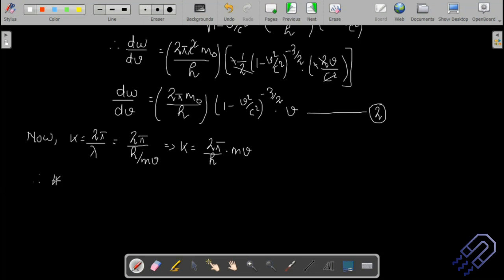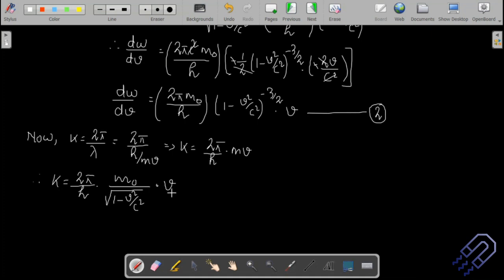Therefore we can write down k is equal to 2 pi divided by h, constant, no problem, but mass is relativistic mass, so it is m naught divided by root over 1 minus v square by c square, into v. We have already taken m to be the relativistic mass, into v. Okay, so we have this relation.